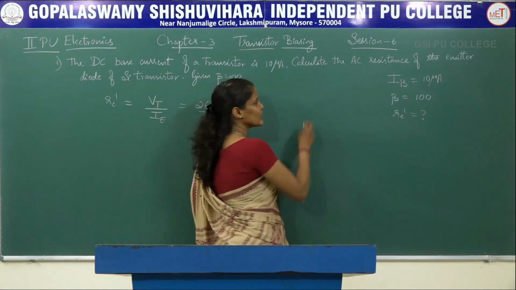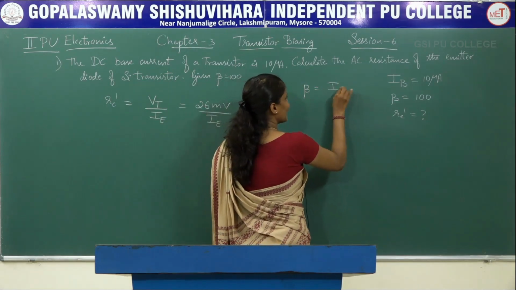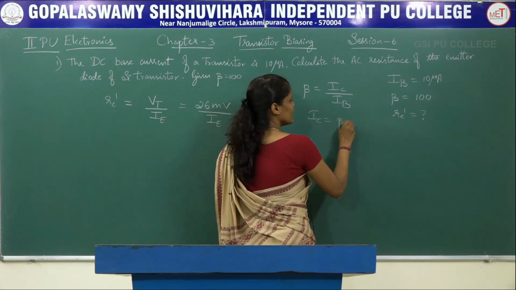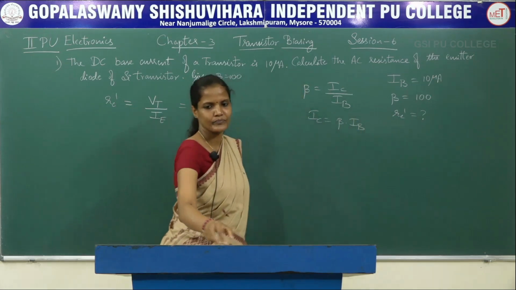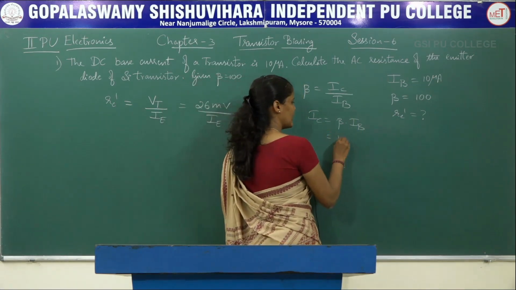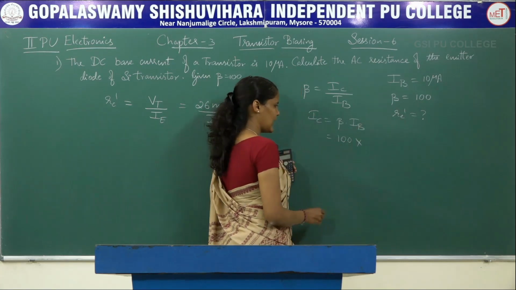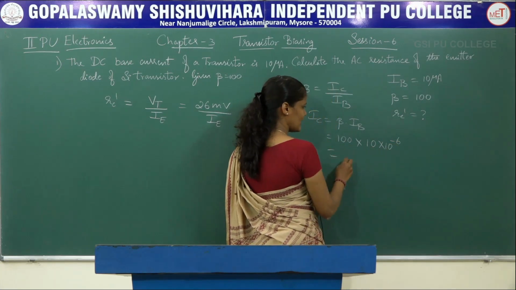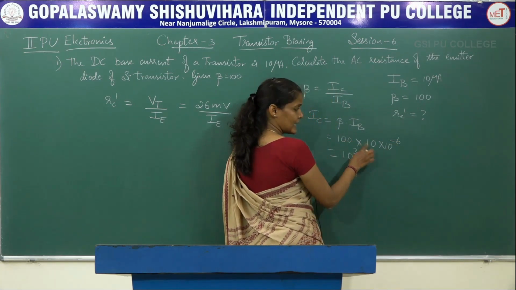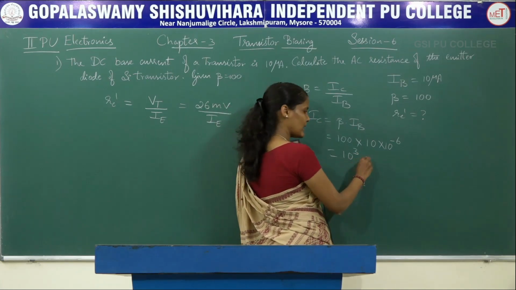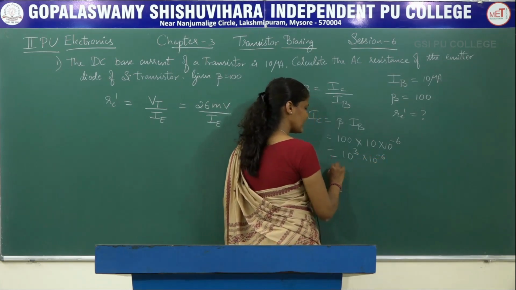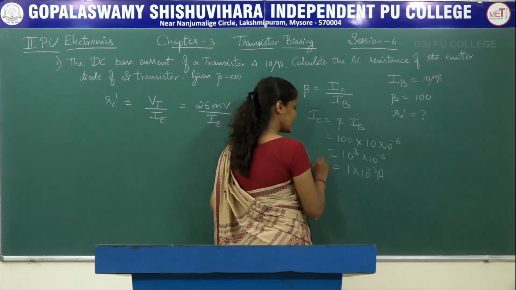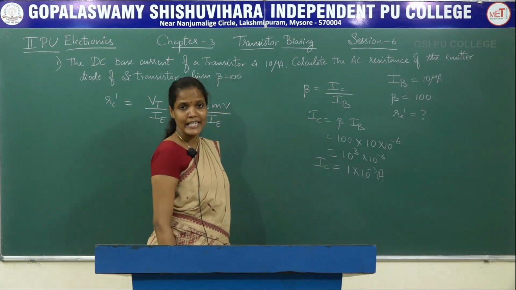But beta value is given over there. Beta is equal to IC divided by IB. We know this. IC is equal to beta into IB. Beta is equal to 100. IB value is 10 into 10 to the power of minus 6. So, whose value is equal to 10 to the power of 3, 100 into 10 is 1000, that is 10 to the power of 3 into 10 power minus 6, which is equal to 1 into 10 to the power of minus 3 amps. IC value is equal to 1 milliamps anta aitu.